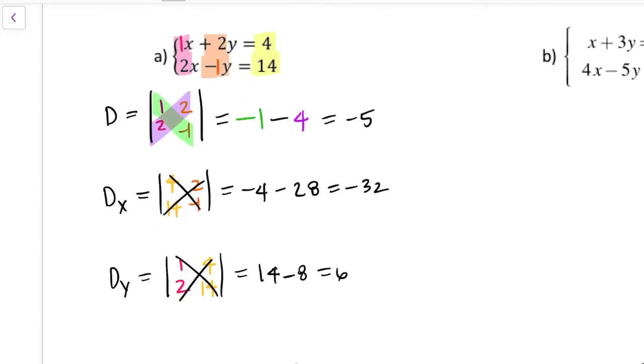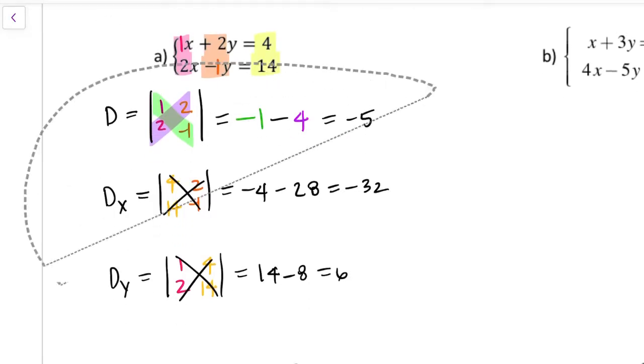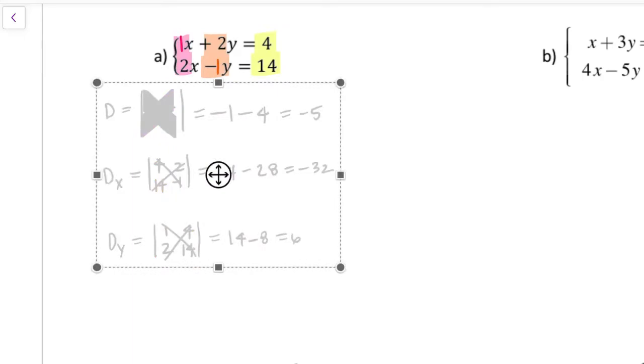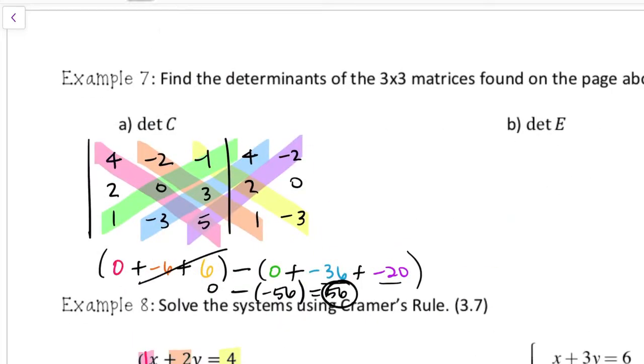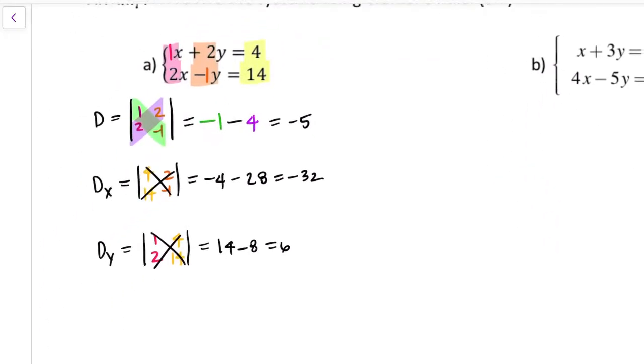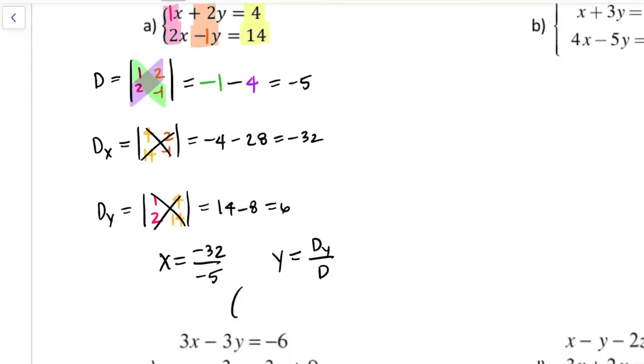Remember, we're solving a system, so we get an ordered pair where our lines technically cross. Our x coordinate is going to be x equals Dx over D, y equals Dy over D. We need to know this for the quiz. Dx we just found to be -32. D was -5. A negative divided by a negative is a positive 32/5.